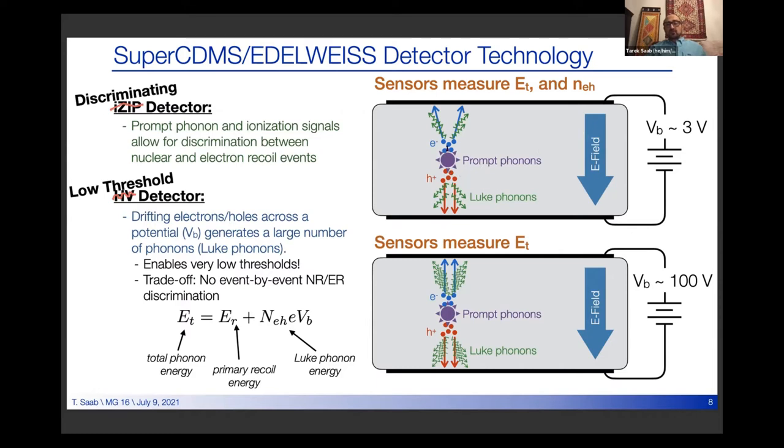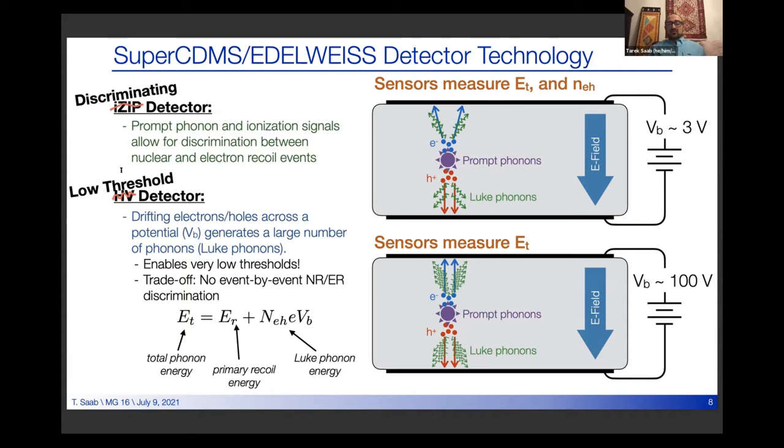The electric field will cause the holes and electrons to drift. By measuring both of these populations, you can determine not only the total energy of the event, but what kind of recoil it was, whether it was a nuclear or electron recoil. And that's why I refer to this as a discriminating device.